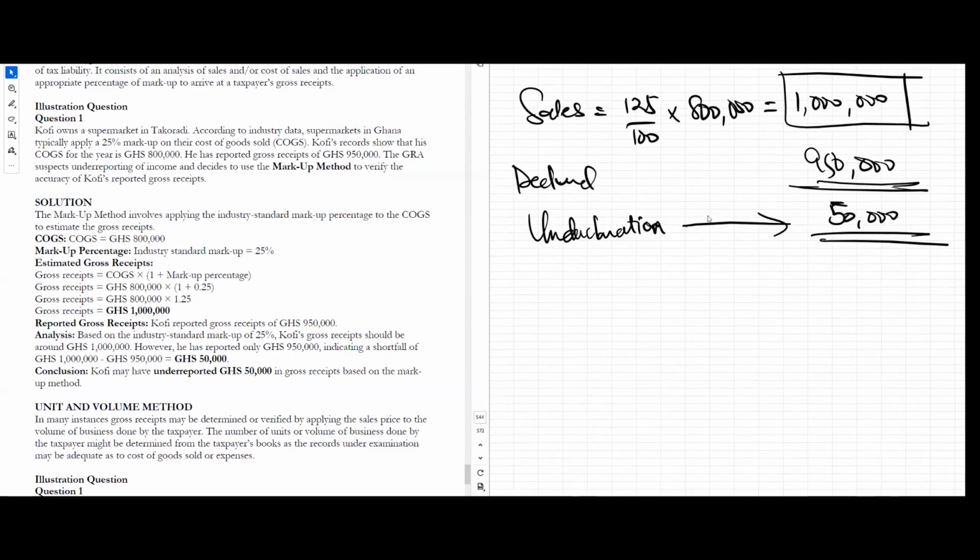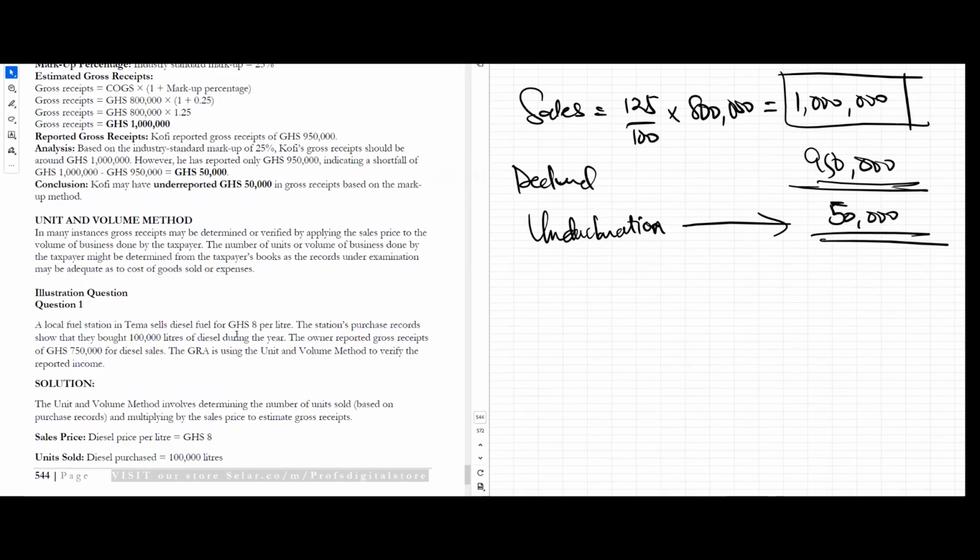But I hope it makes sense. Can we proceed? Now you understand the markup method, right? Yes. Okay, now let's go to the unit and volume method.